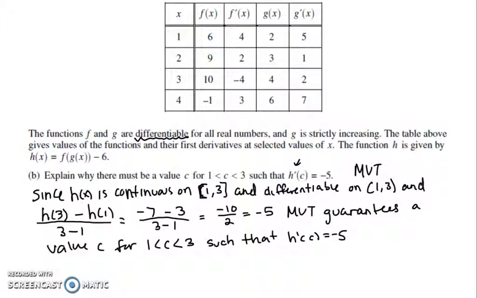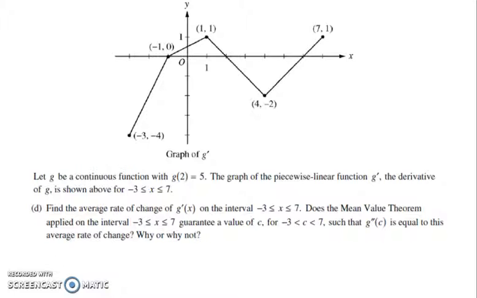So one more real quick example, and then we'll call it quits on this video. So let g be a continuous function with g of 2 equals 5. The graph of the piecewise linear function g prime, the derivative of g, is shown above for negative 3 to 7. So find the average rate of change of g prime of x on the interval negative 3 to 7. So let's start there. We're trying to find the average rate of change of these things from negative 3 to 7.